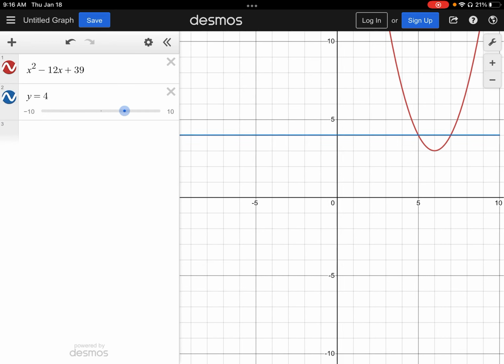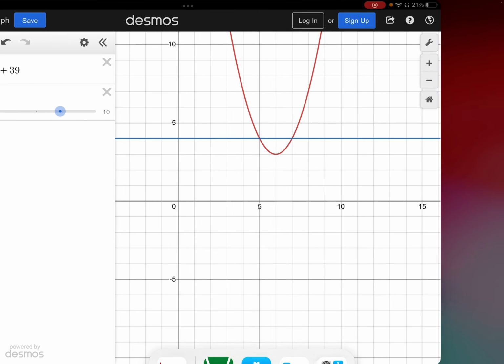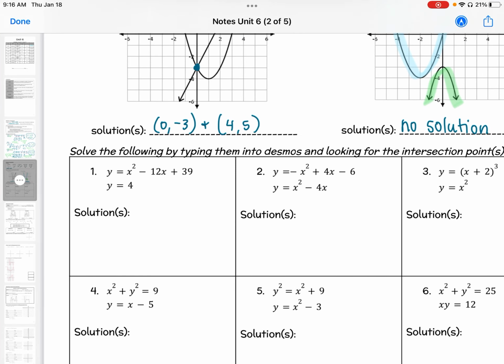So they cross at (5, 4) and (7, 4). So where the red and the blue cross each other is going to be our answer. So (5, 4) and (7, 4) should be what you have as your solutions, both written as full ordered pairs.